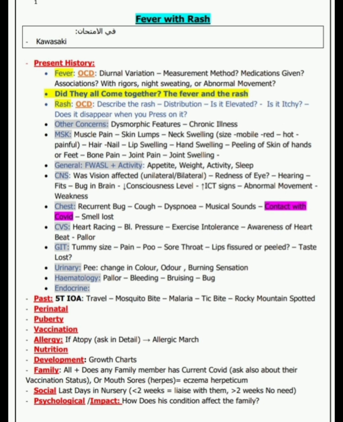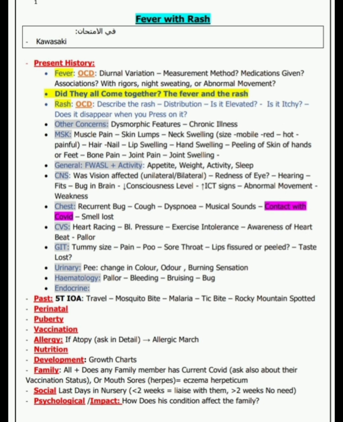Chest, we ask about recurrent bugs, cough, dyspnea, musical sounds, contact with COVID and loss of smell. Nowadays we ask much more about contact with COVID because we know COVID can also present as a viral fever, and a rash can be present. CVS, we ask about any concern regarding heart racing, blood pressure, exercise intolerance, awareness of the heartbeat and pallor. GIT, we ask about tummy size, pain, poo, sore throat, lips fissured or peeled, taste lost. Urinary, we ask about pee, change in color, odor, burning sensations. Hematology, we ask about pallor, bleeding, bruising and bug. And endocrine, we also ask.